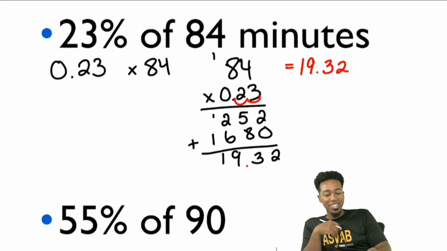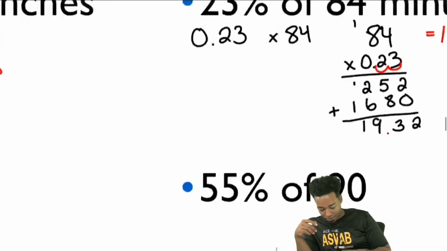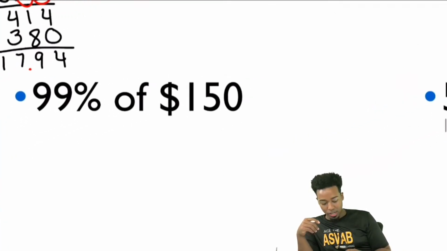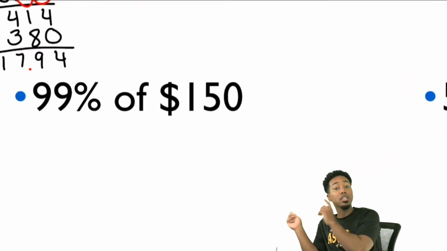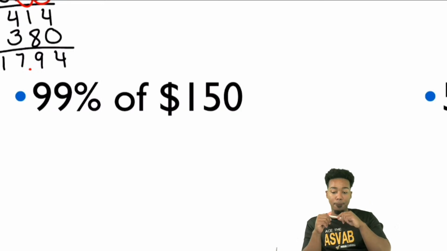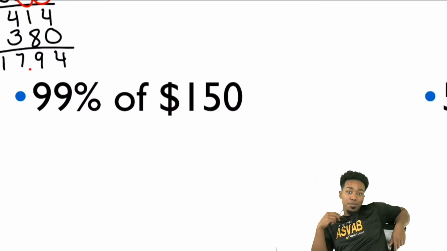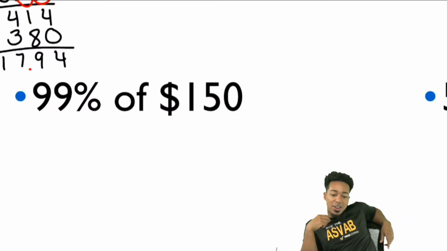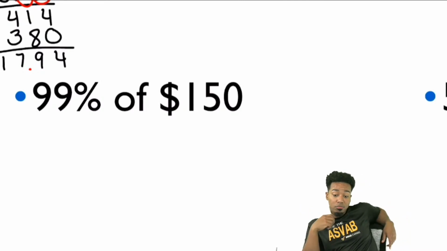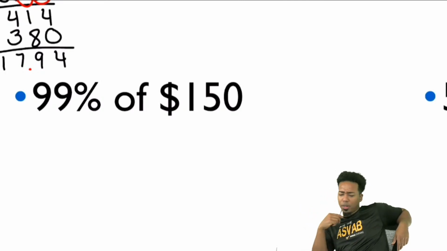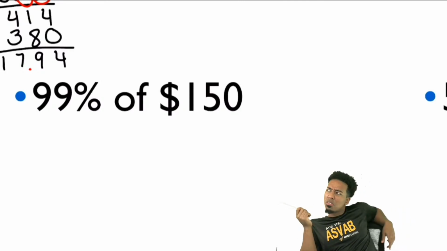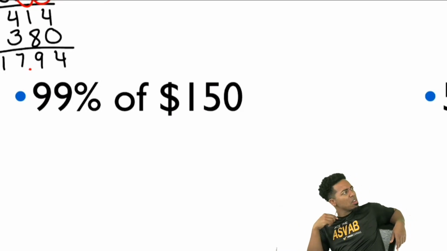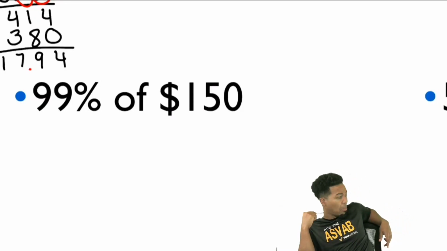Let's go ahead and try out this next one. Okay, we have 99% of 150. Everybody, is there a convenient way to do this one? Go ahead, describe it in the chat box. I'm going to give it a second for this one. Is there a convenient way to go down from 100 to 99?